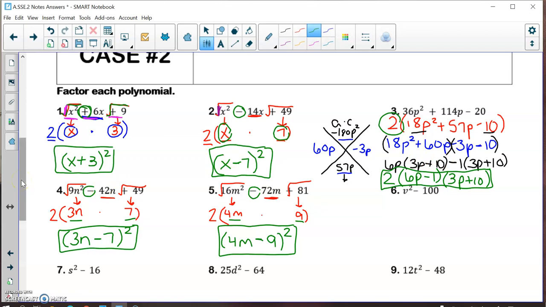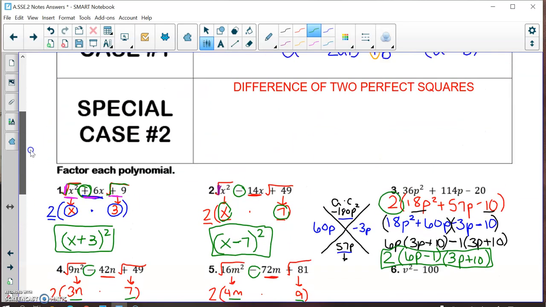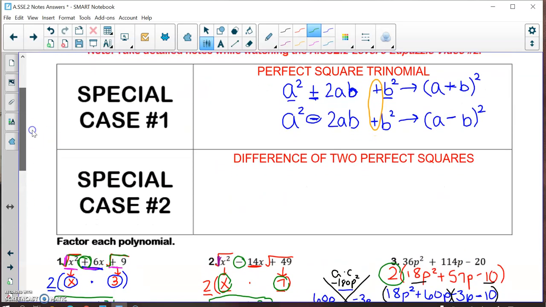Now, before we move on, because numbers 6 through 9 are not trinomials, we're going to look at special case number 2. Special case number 2 is called a difference of two perfect squares. So if I was given a perfect square minus another perfect square, and I only have two terms, then this is another special case polynomial.